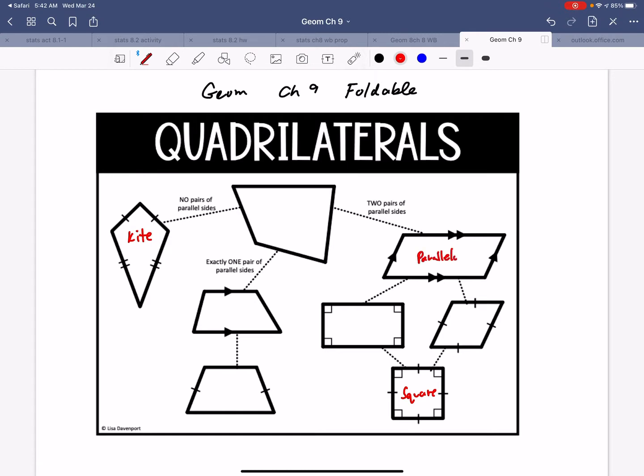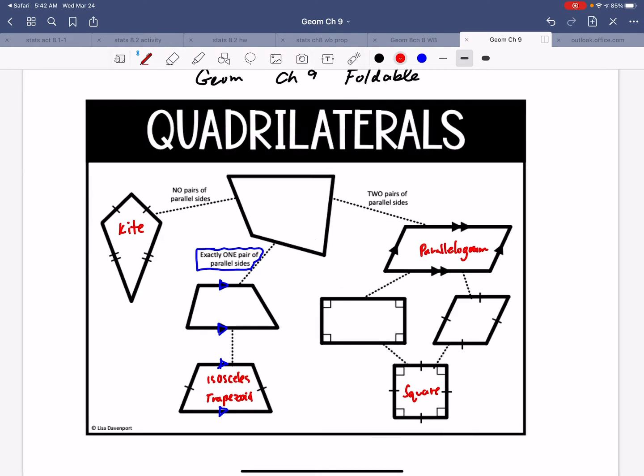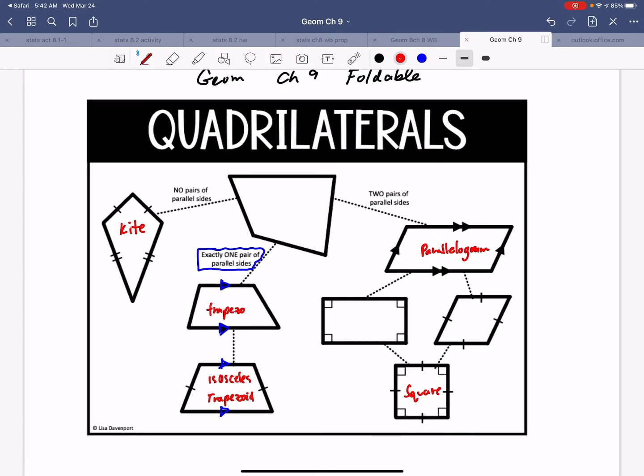Parallelogram. Isosceles Trapezoid. This would not be an isosceles trapezoid unless it had these arrows here, right? So these arrows are this, a trapezoid by definition is exactly one pair of parallel sides, right?